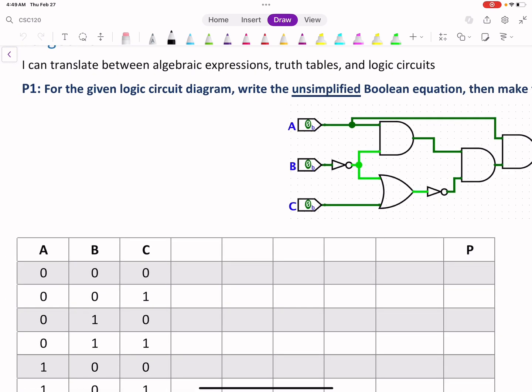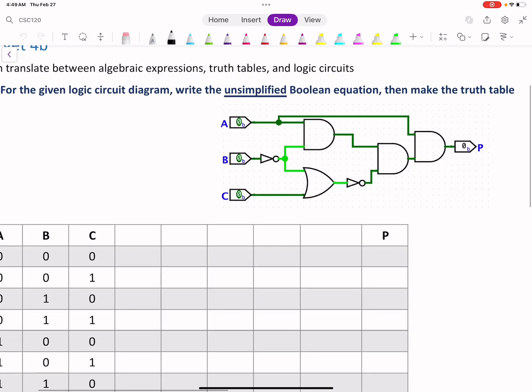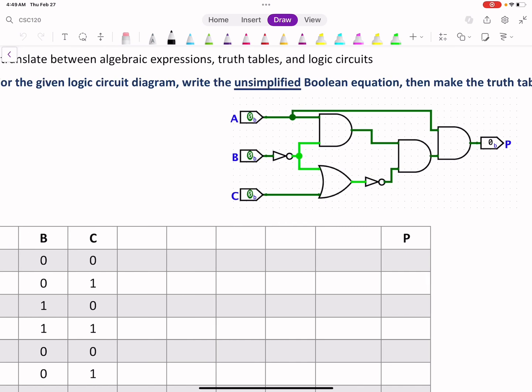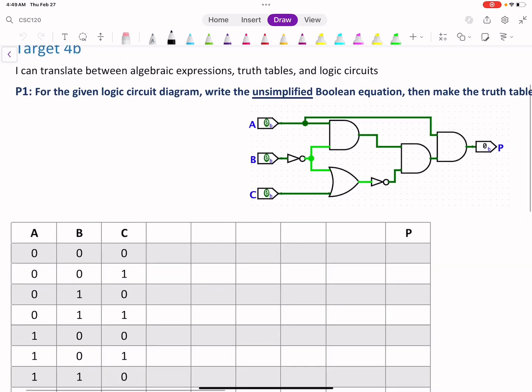So what I like to do is first look at the gates and see what gates we have, so I can see what's being multiplied and what's being added and NOTed and stuff like that. Off the bat, I can see I have an AND gate and an OR gate and a NOT gate right here.